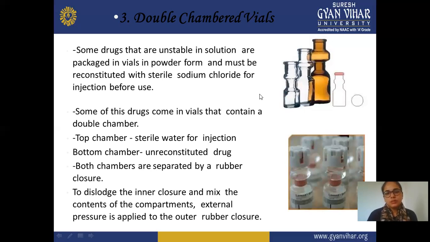Next, some of these drugs come in a vial that contains a double chamber. These types of drugs are packed in this double chambered vial, and may be some powder type of formulation. The top chamber is the sterile powder for injection, and the bottom chamber is the reconstituted drug. This means there are two chambers, one top chamber and a second bottom chamber. You already saw the diagram, that's why it is known as a double chamber vial. In the top chamber, there is sterile water for injection that you use for reconstitution or preparing a solution.